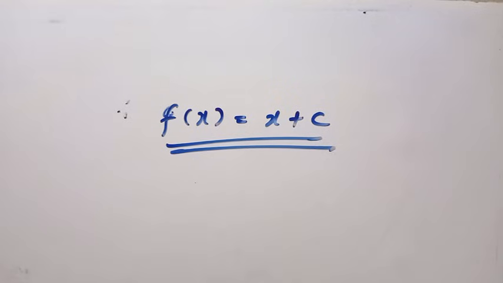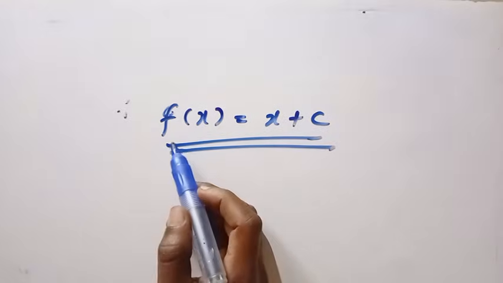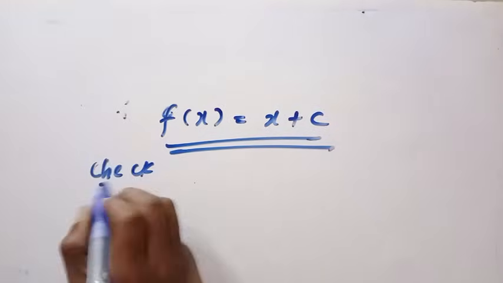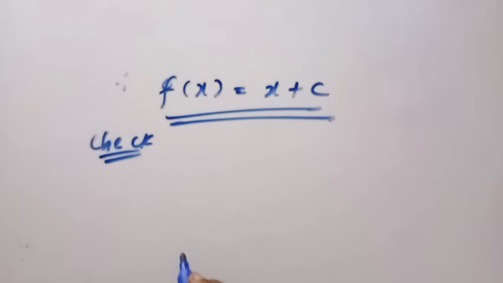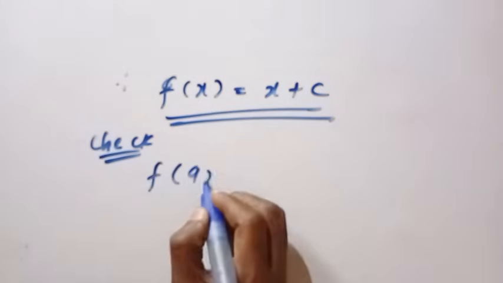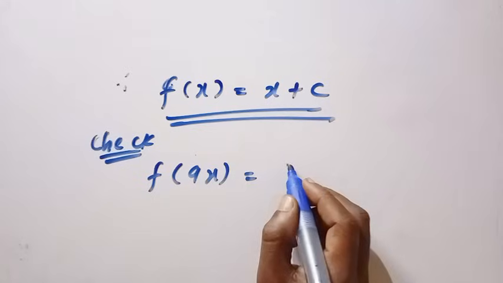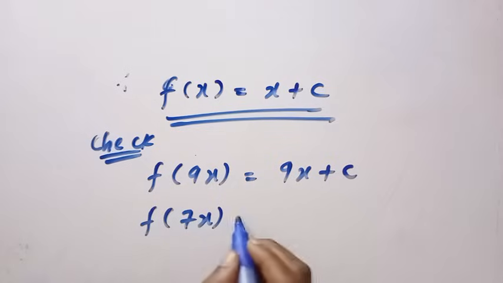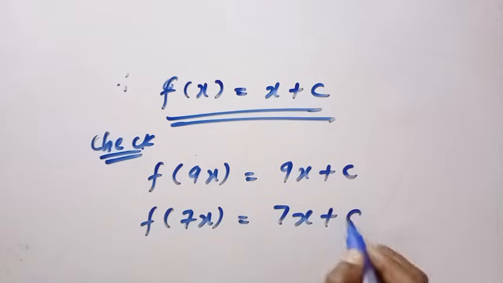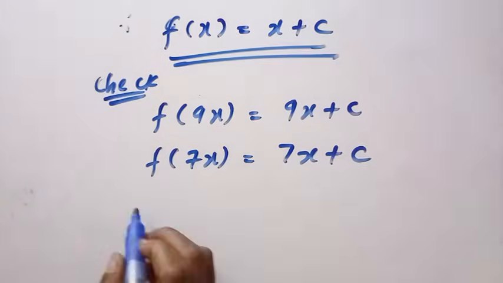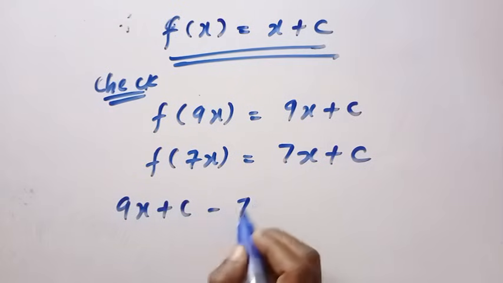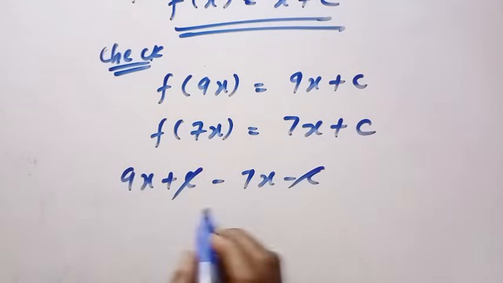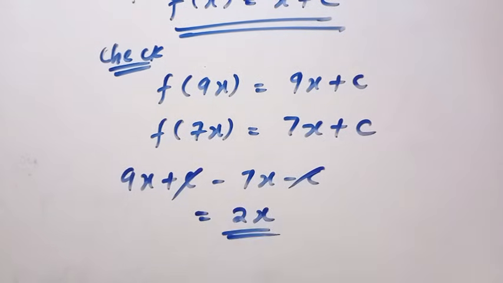And we can verify here by checking if the left hand side and the right hand side are equal. Since we have f of 9x for the first one, f of 9x equals 9x plus c, and also f of 7x equals 7x plus c. Subtracting these from each other, we have 9x plus c minus 7x minus c. So c cancels c. Then 9x minus 7x equals 2x. The left hand side and the right hand side are equal.